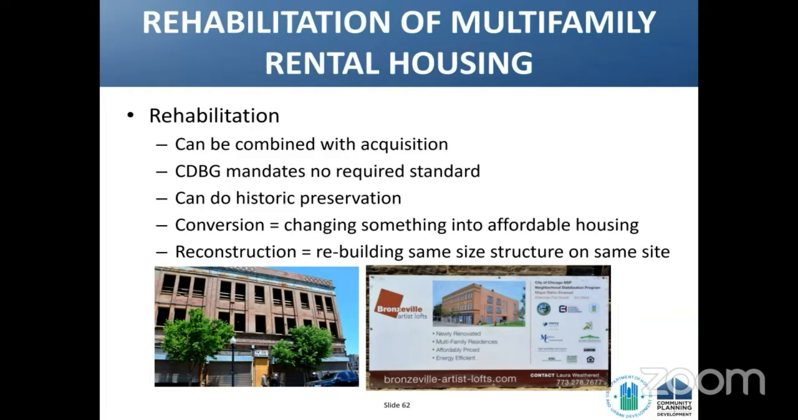Also wanted to point out that conversion is allowed, or what we call renovation of closed buildings. Old office buildings or retail buildings and so forth can be turned into affordable multi-unit housing structures. We already talked about reconstructing, which is rebuilding the same structure on the same site.